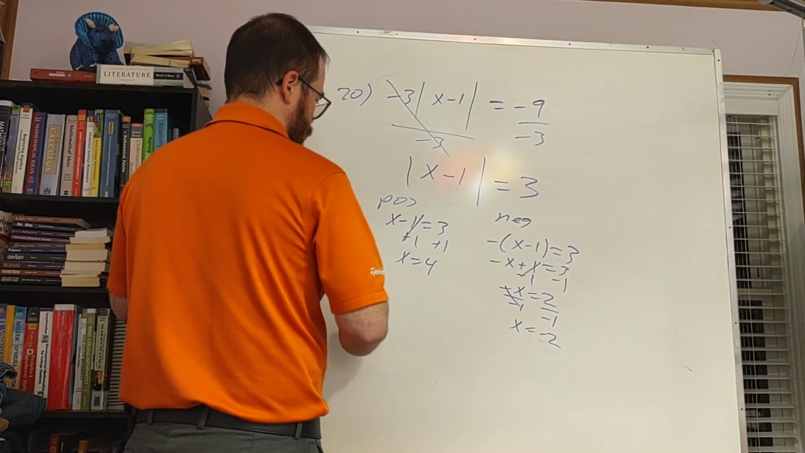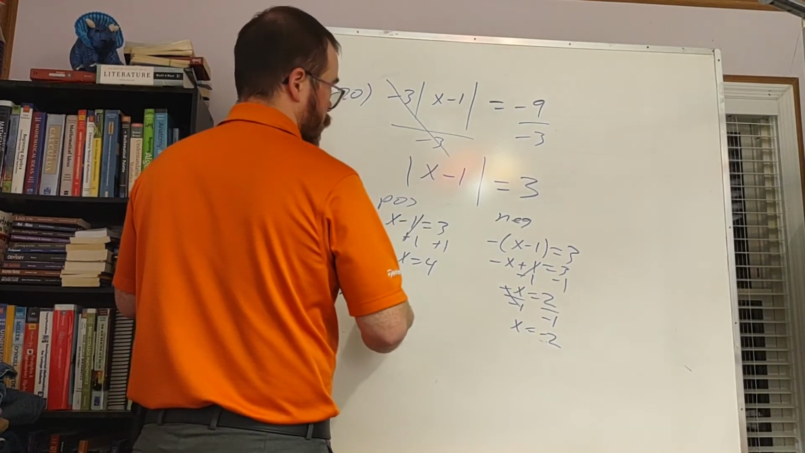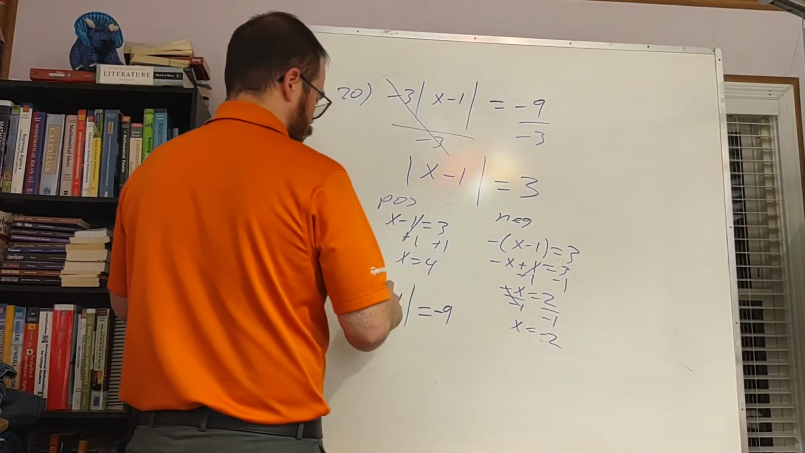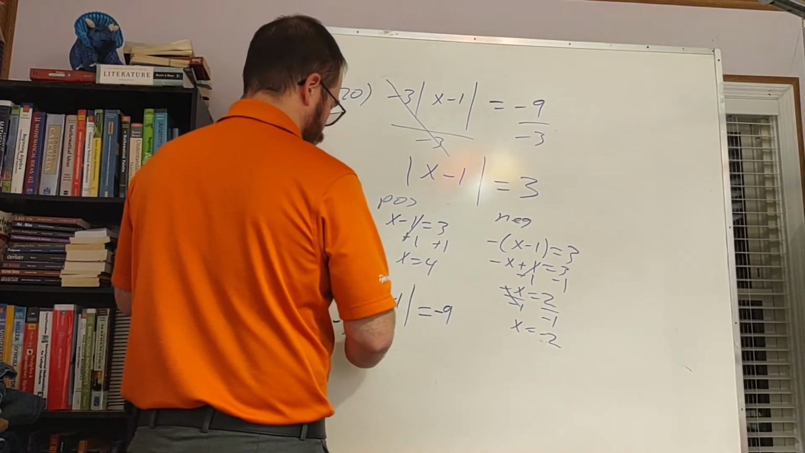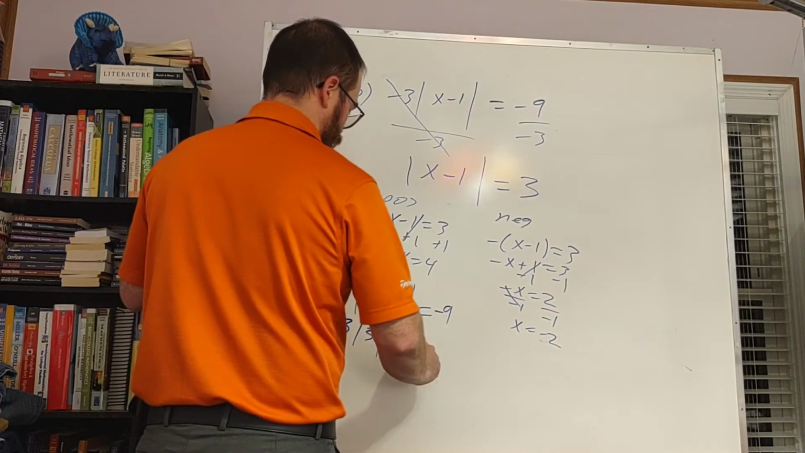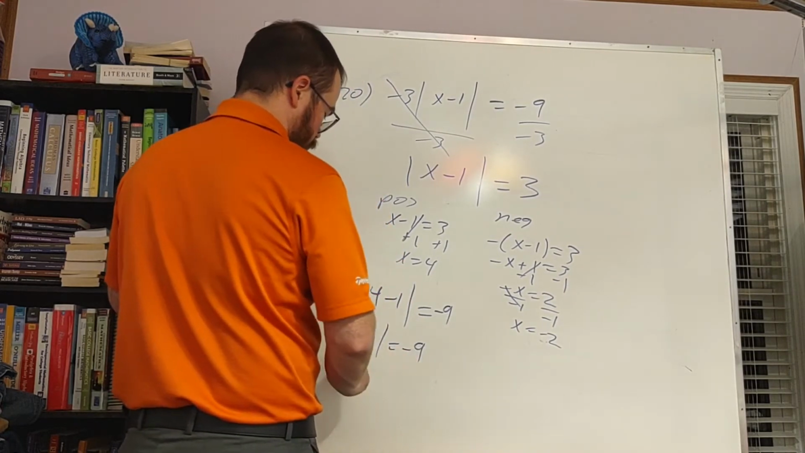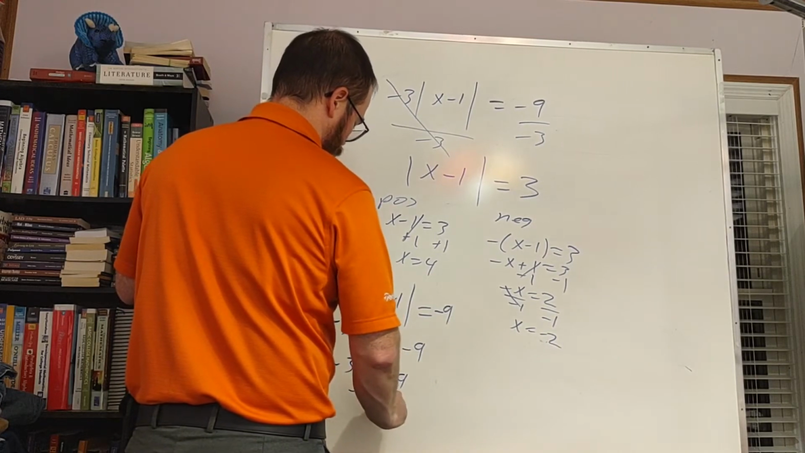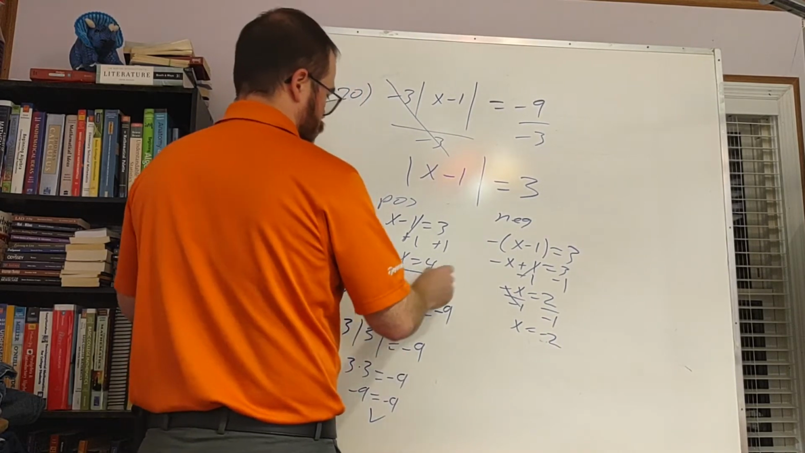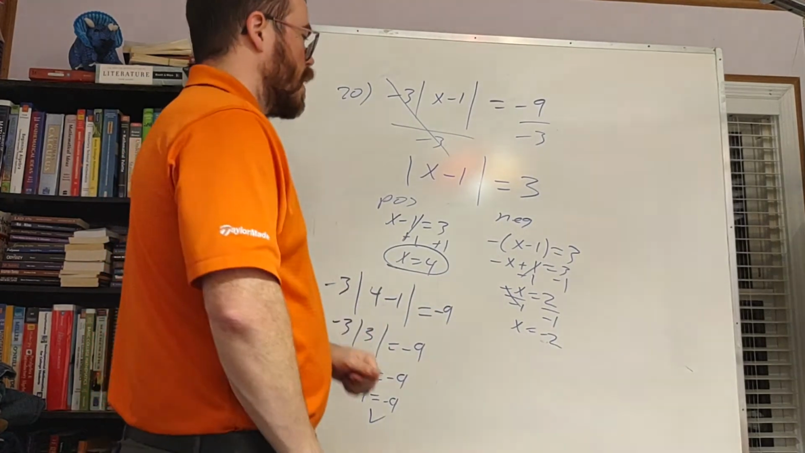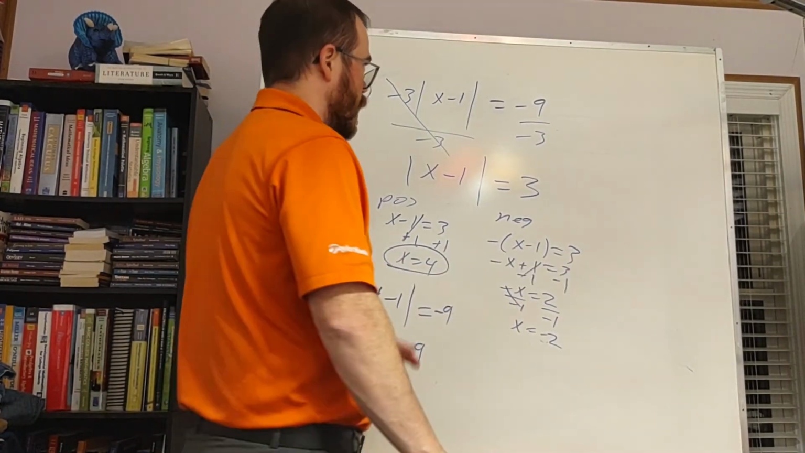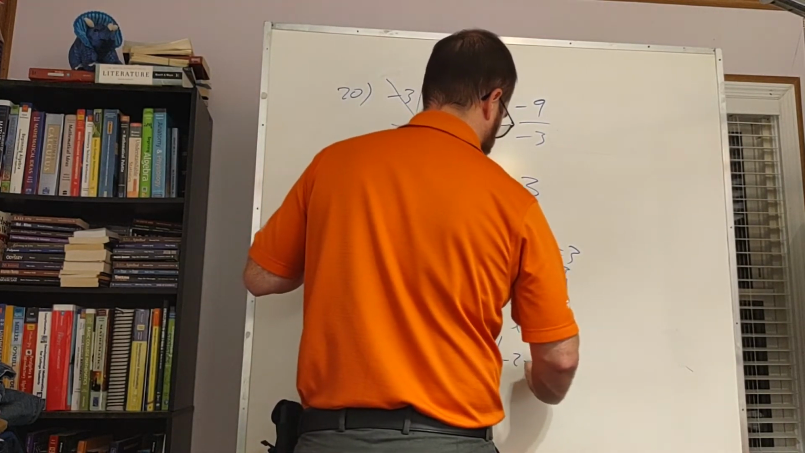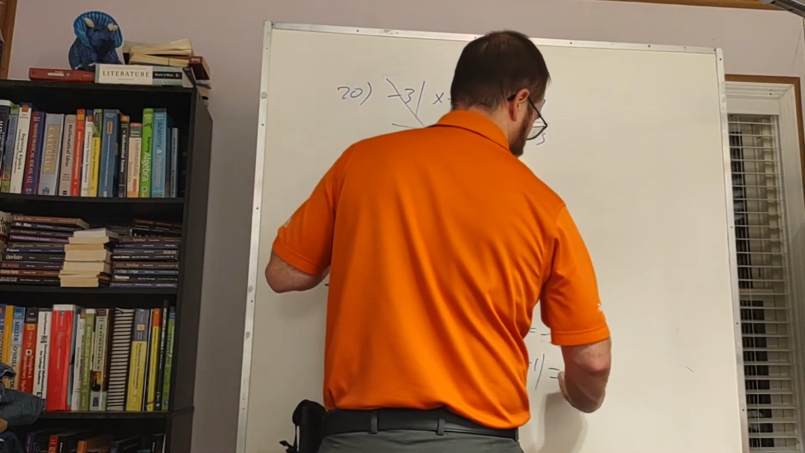So we've got -3 absolute value, x is 4, minus 1. 4 minus 1 is 3, so we've got -3 absolute value of 3. Absolute value of 3 is 3, so we've got -3 times 3. And that's -9. So we're like, yeah, that works. This one's good. That one is okay. We come over here, we're plugging in -2. So we got -3 absolute value of -2 minus 1, and then that's going to be -9.